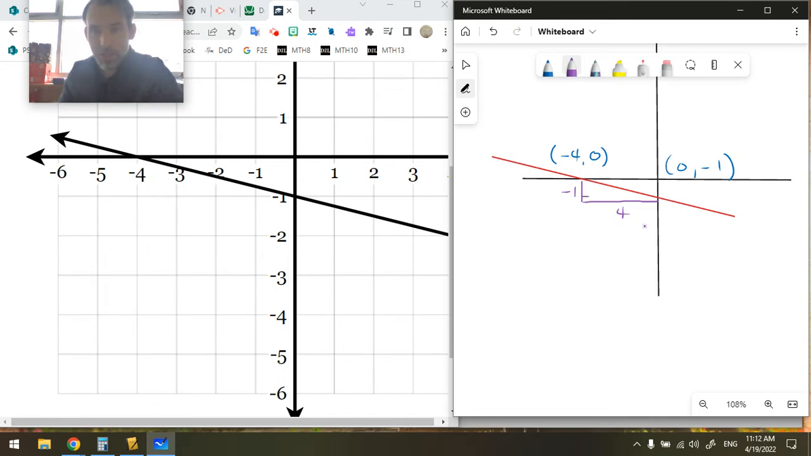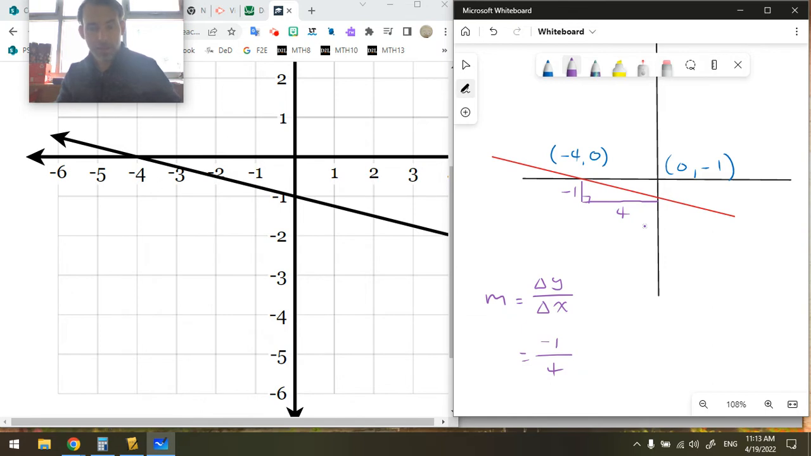These little triangles that you can draw around your lines will tell you m. m is equal to change in y over change in x. So here m is equal to -1 over 4. When y goes down by 1, x increases by 4.